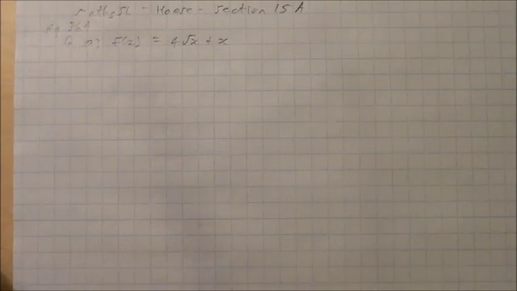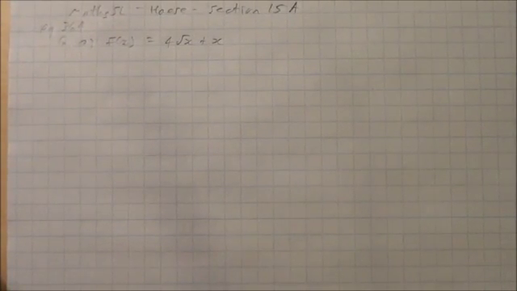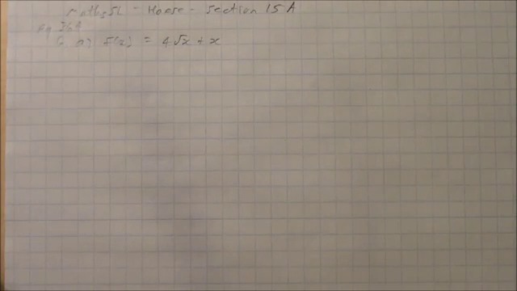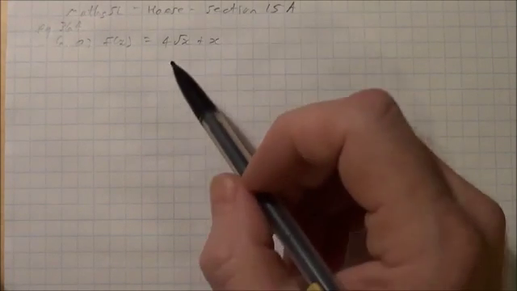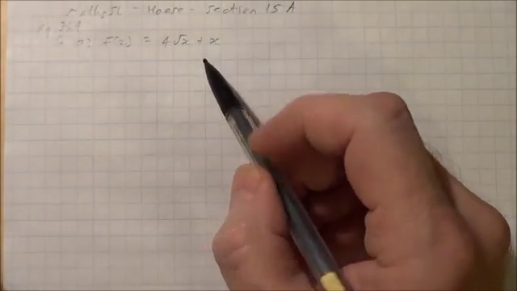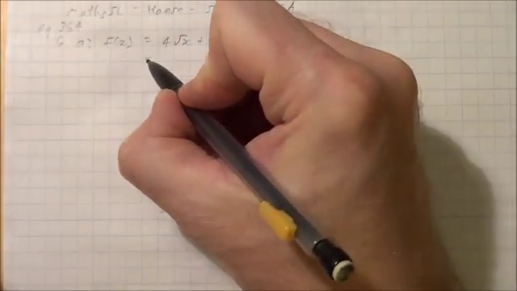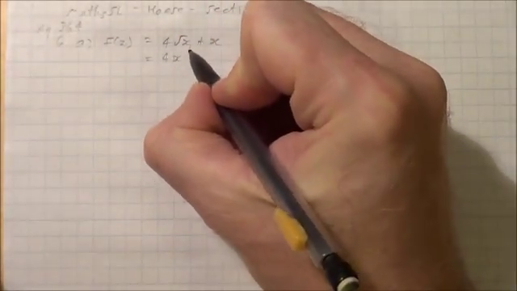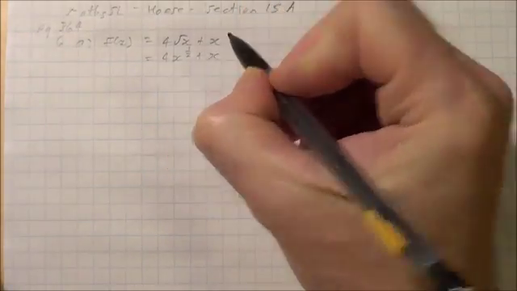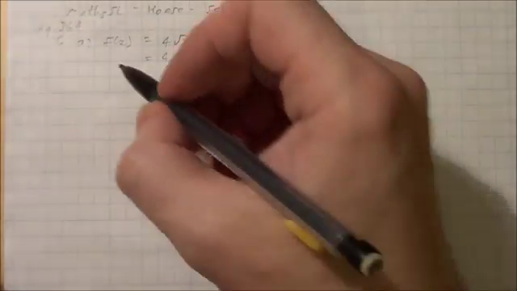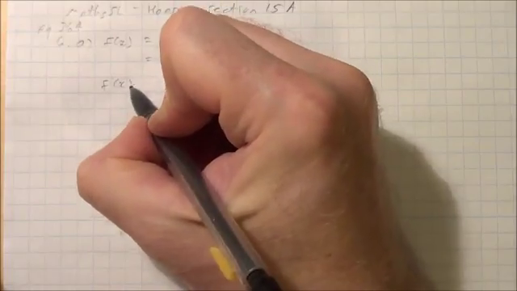Section 15A, question number 6, page 364. The question asks us to find the gradient function of f of x when f of x is the following. Part A is 4 root x plus x. I'm going to rewrite that as 4x to the 1/2 plus x. And now I'll find the gradient function of this by differentiating.